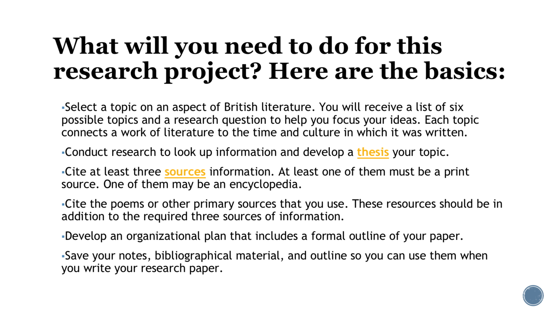Conduct research to look up information that develops a thesis on your topic. Cite at least 3 sources of information, such as a website or a book. At least one of them must be a print source. One of them may be an encyclopedia. Cite the poems or other primary sources that you use. These should be in addition to the required 3 sources of information. Develop an organizational plan that includes a formal outline of your paper. And save your notes, bibliographical material, and an outline so you can use them when you write your paper.